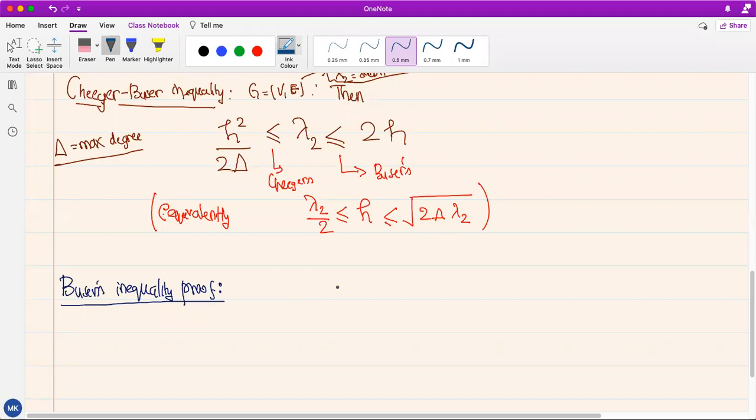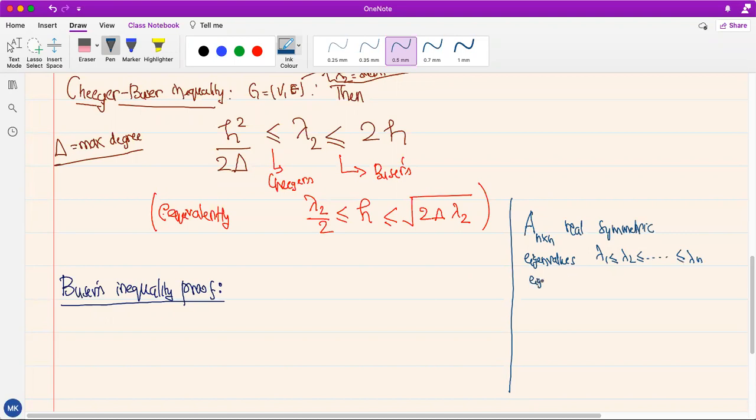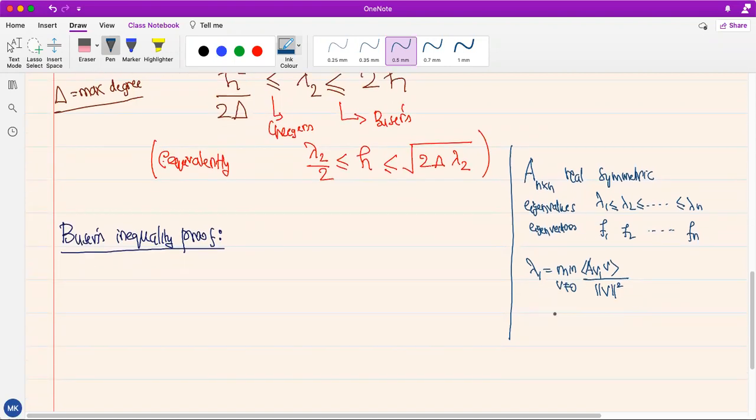So for the minimum eigenvalue, what do you know? Let's write it here. If A is a symmetric matrix with eigenvalues, let's say lambda 1 less than or equal to lambda 2 less than or equal to lambda n, and eigenvectors, let's call them f1, f2, fn, then what is lambda 1? What is the variational formula? You minimize the inner product of AV with V divided by norm V squared over all V not equal to 0, right? And the minimizing V will be F1, okay?